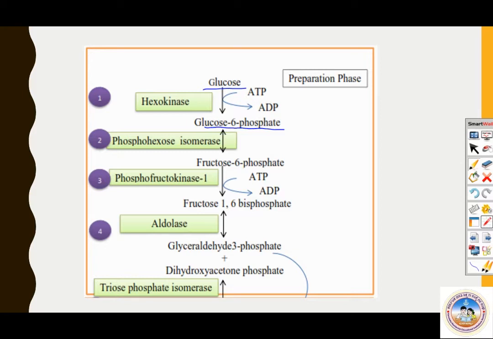By which enzyme? Hexokinase. Am I clear to you? So what did I say, children? In the preparatory phase, you have your glucose present, where glucose is getting converted into glucose 6-phosphate in the presence of the enzyme hexokinase, where your ATP is getting converted into ADP.